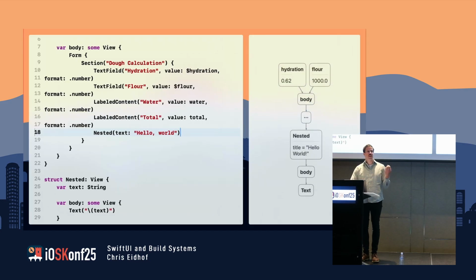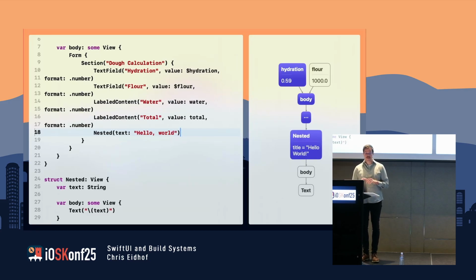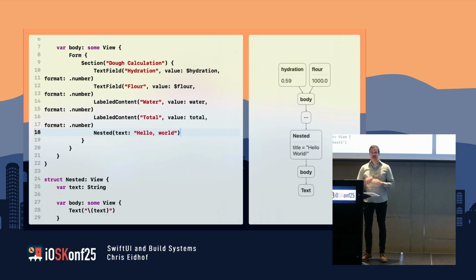And now let's step through the steps when we invalidate the hydration. So we invalidate it. It's dirty. It recomputes the body. It recomputes everything else that's summarized, so the form, the section, the text fields, the labeled content. And then it hits the nested struct. SwiftUI knows, and it can compare these values. It can see there was a nested struct with hello world before. There's a nested struct with hello world after. I do not need to recompute the body. And so it stops here. It does not recompute the body of nested.